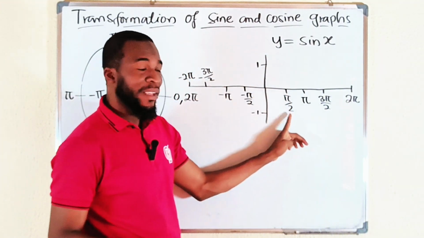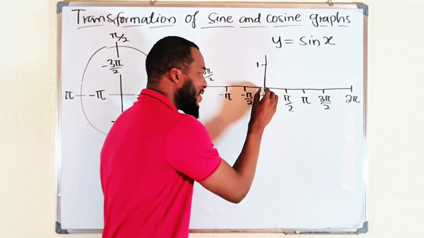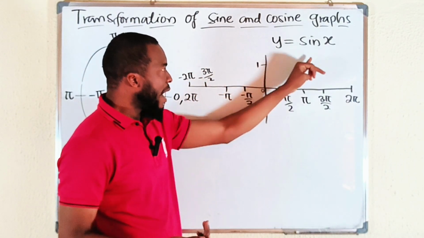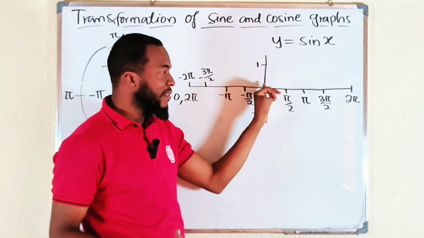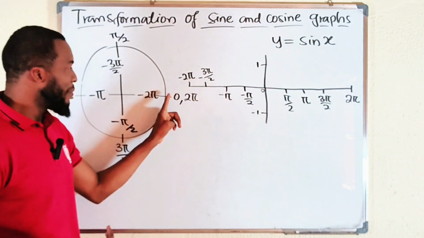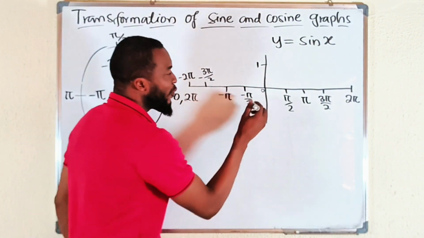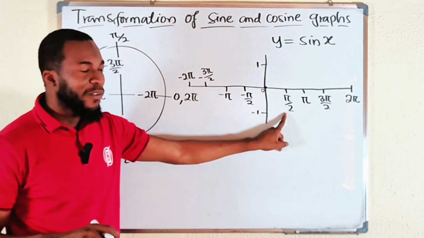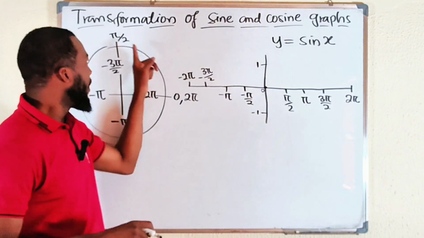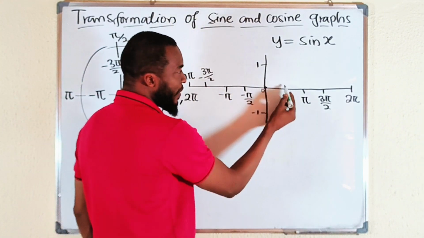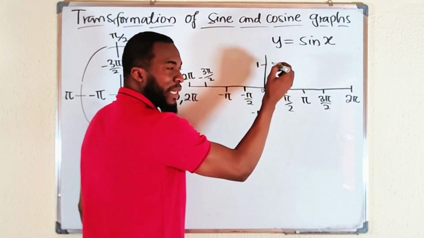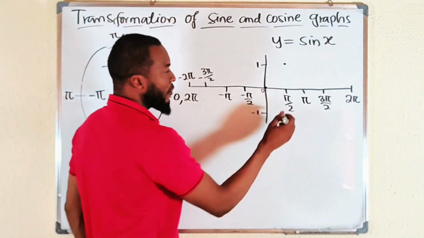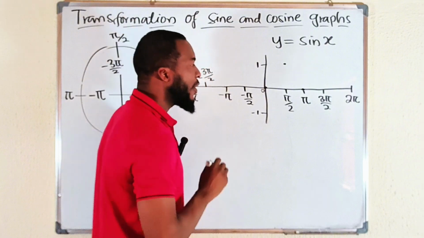This is the first value of x. Origin is 0 radians. You can use degrees as well. So what happens to the value of y when x is 0? Sine of 0, remember, is equal to 0. So you place a point here. Then you move to the next one. Sine of 90 degrees or pi divided by 2, remember, is equal to 1. So under pi divided by 2, you have 1. This is the maximum. Then sine of 180 is 0. So on the x-axis, you have a point.